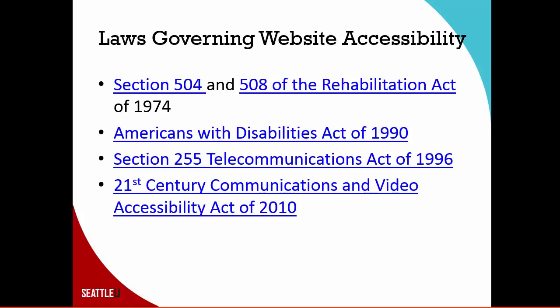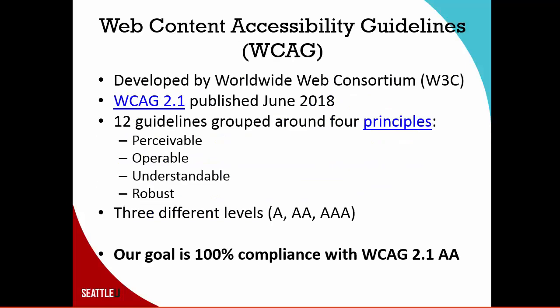Without getting too detailed, I do want to mention that there are several laws governing website accessibility, including Section 504 and 508 of the Rehabilitation Act and the Americans with Disabilities Act of 1990, among others. I will be posting a slide deck with all of these links to the website if you'd like to learn more. One set of web accessibility standards that web developers use are the Web Content Accessibility Guidelines, or WCAG. It's a set of guidelines initially developed by academics and technology professionals in 1999 at the World Wide Web Consortium, or W3C, which is an international governing body for the Internet.